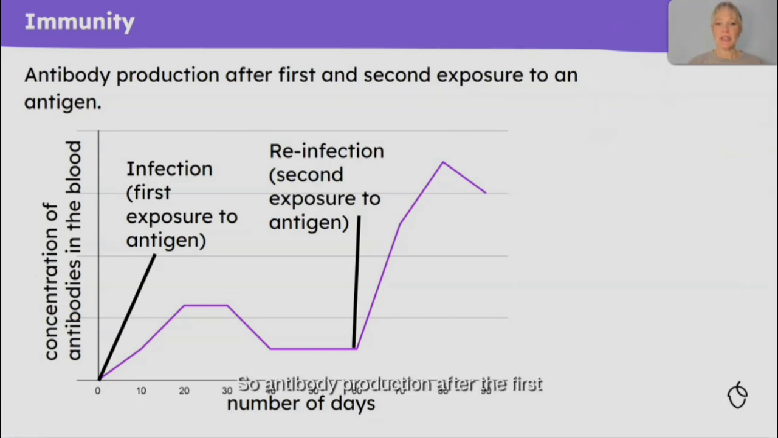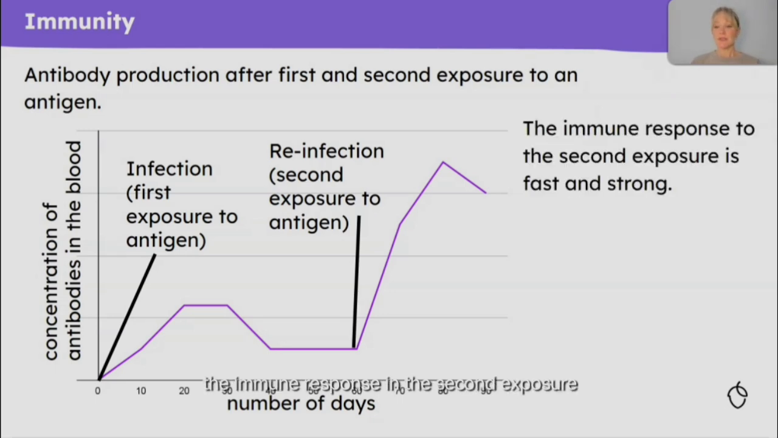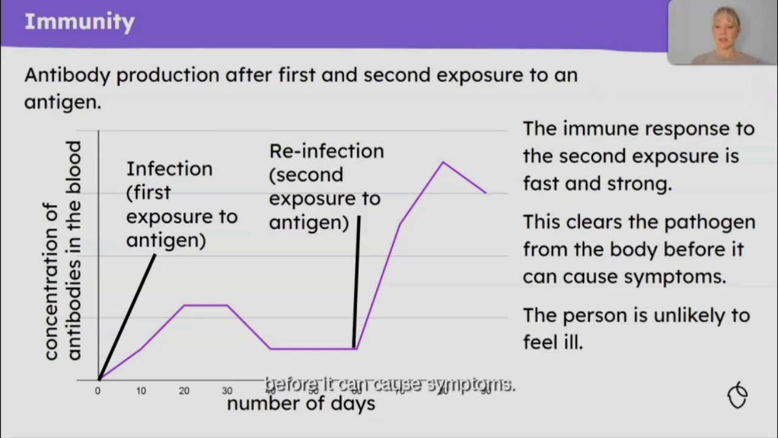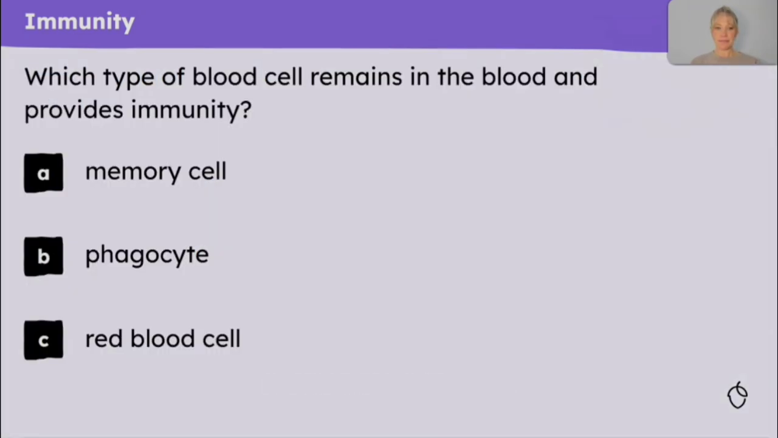So, antibody production after the first and second exposure to the antigen. The immune response in the second exposure is very fast and strong. This makes sure that the pathogen is completely cleared from your body before it can cause symptoms. The person is unlikely to feel ill. This isn't always the case for every type of disease, but it is mostly what happens.